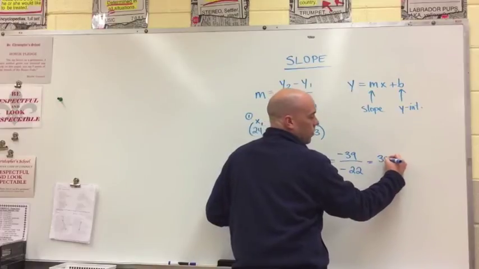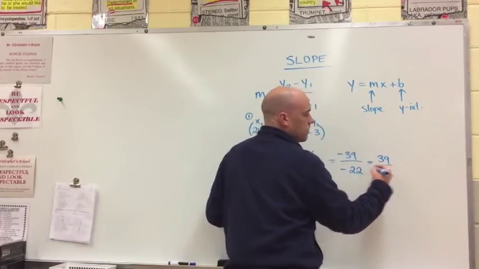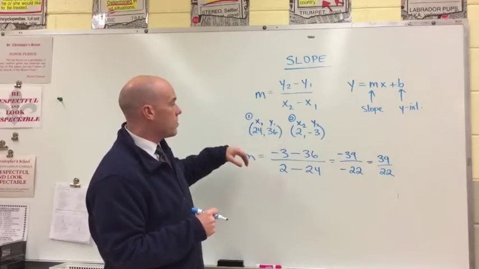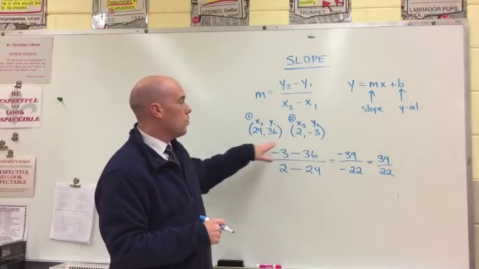So my slope is 39 over 22. That's it. So this is how you find the slope of a line when I'm given 2 points.